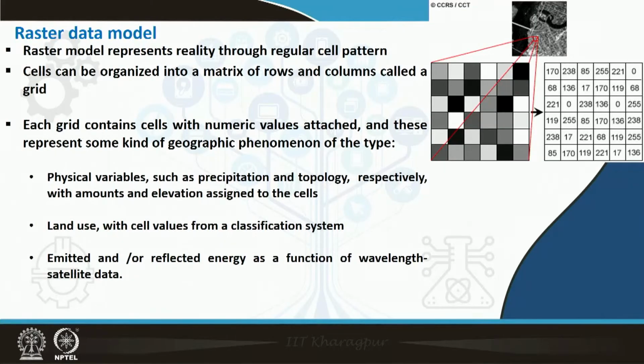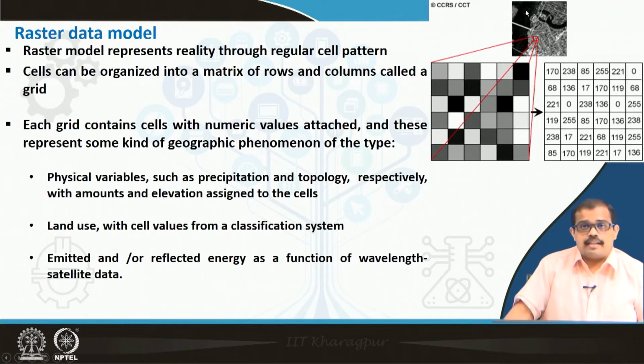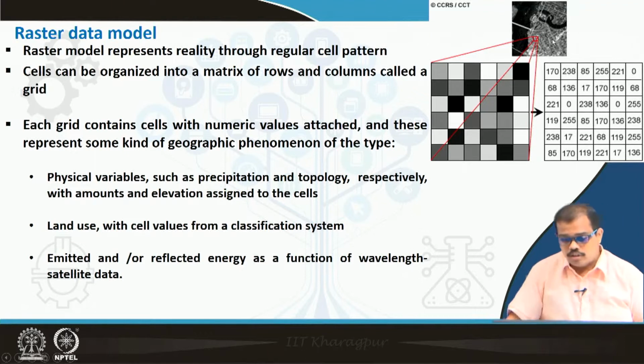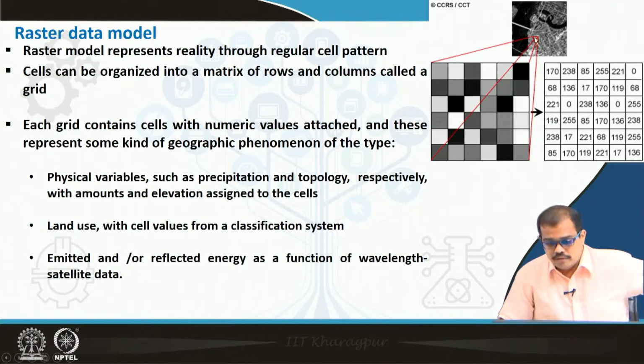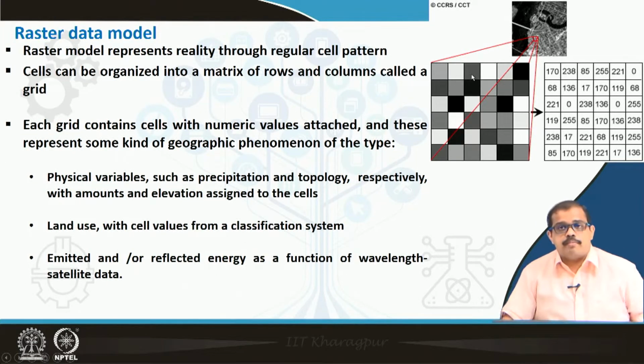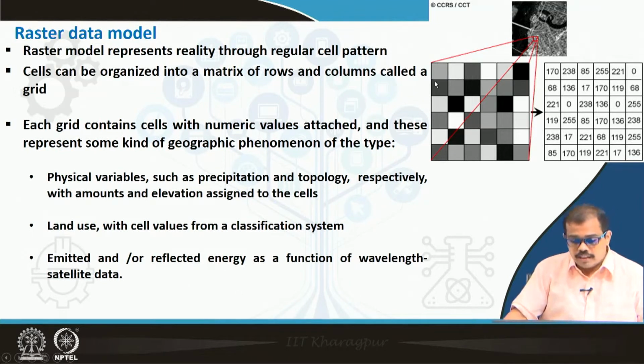Now, when we are looking at the raster data model, the raster model represents reality through a regular cell pattern. When I say regular cell pattern, on your right hand side, if you see, this is satellite data of a particular region. If you zoom into this region and maximize, you see it is a collection of nothing but cells. These are called pixels. They are bounded boxes which have certain gray value shades.